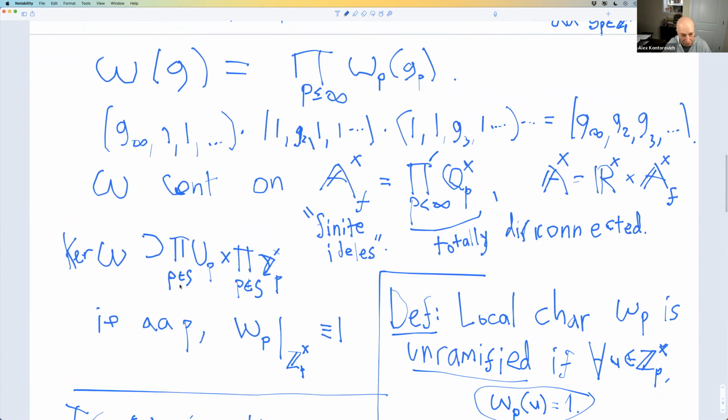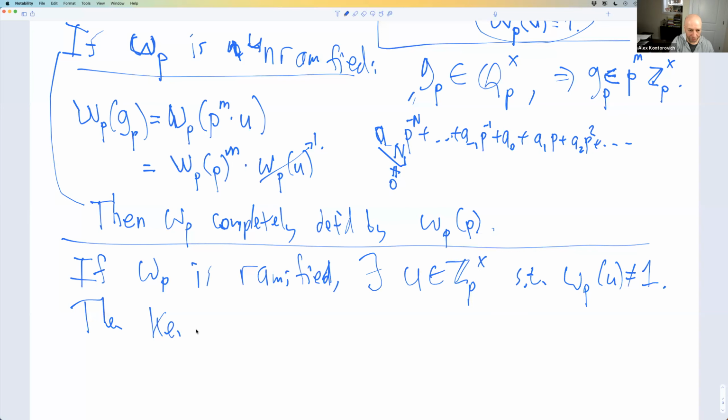Here, right. So the kernel, so we know that we have some open set. We have some otherwise open set at the other places. If omega P is ramified, well, what does that mean? That means that there exists some unit U in ZP cross for which omega P of U is not identically one. Okay, so if we're looking at the kernel of omega P, what gets mapped to one?